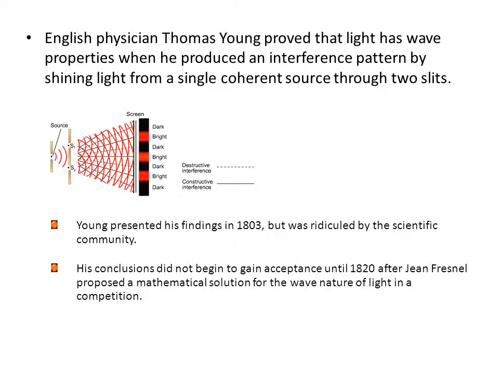An English physician, Thomas Young, attempted to prove that light had wave properties when he produced an interference pattern by shining light from a single coherent source through two slits, and he saw the resulting interference pattern. He presented his findings in 1803, but was ridiculed by the scientific community. His conclusions did not gain acceptance until around 1820, when a noted French engineer and physicist, Jean Fresnel, proposed a mathematical solution for the wave nature of light in a competition.